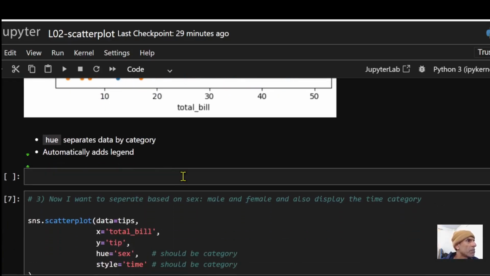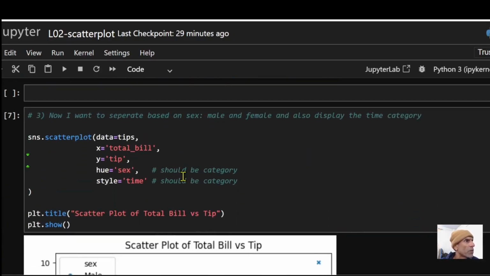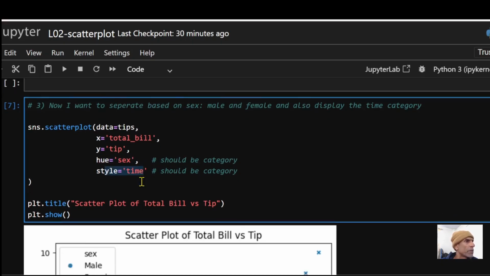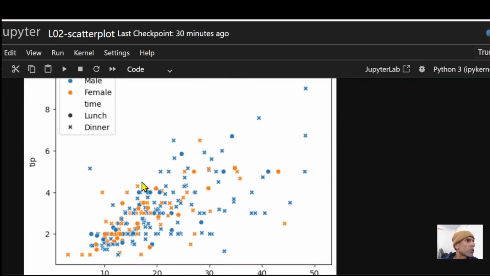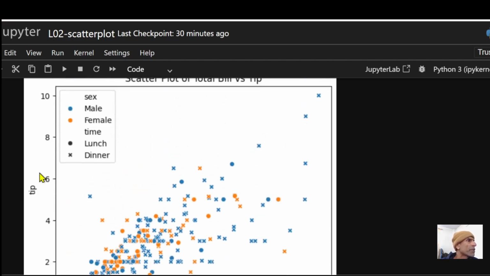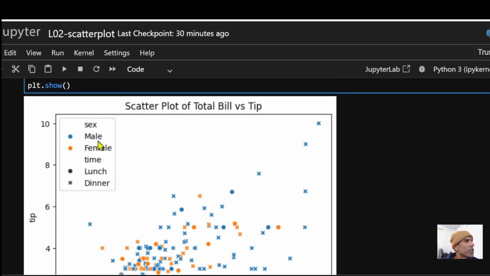Okay, now let's say I want to separate based on the sex and also display the time category. So in this case, I'm putting a style equal to time. So I have two categories: hue equal to sex, and style equal to time. Let's do that. In this case, you can see that there are basically four different features over here. You have total bill, you have tip, and you have time. There are two types of time, lunch and dinner, and then the sex column, male and female. So if it's a male, it's going to be blue. If it's a female, it's going to be orange. On the other hand, for the time, if it's lunch time, you're going to see a circle. If it's dinner time, you're going to see a cross over here.